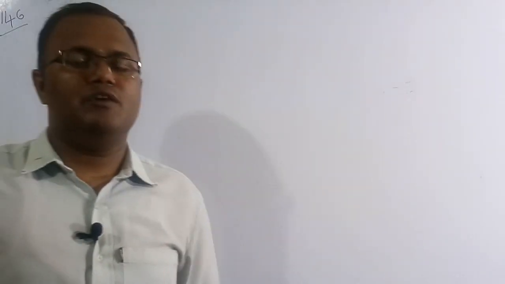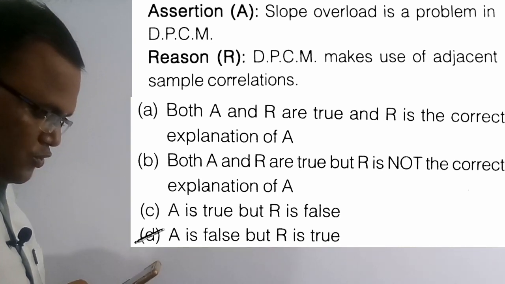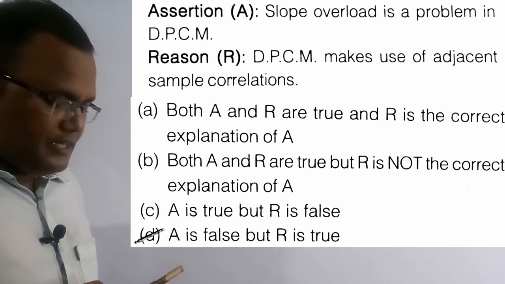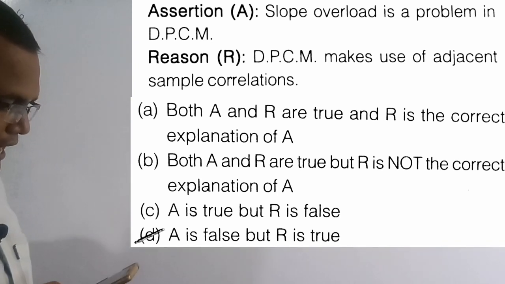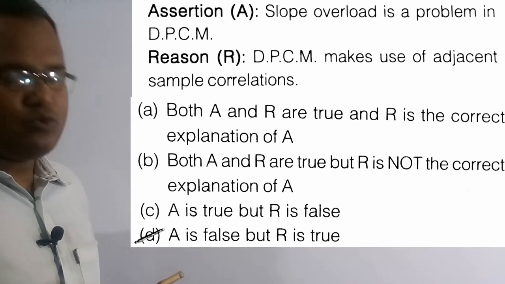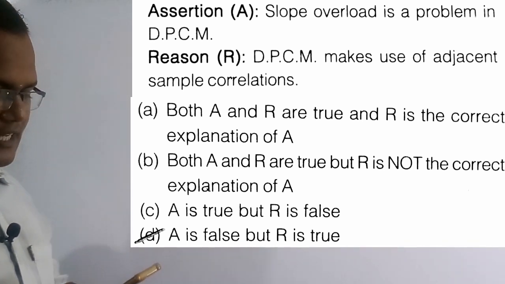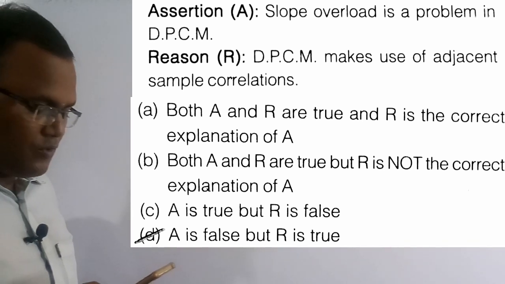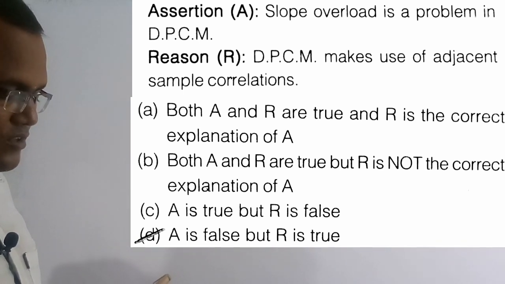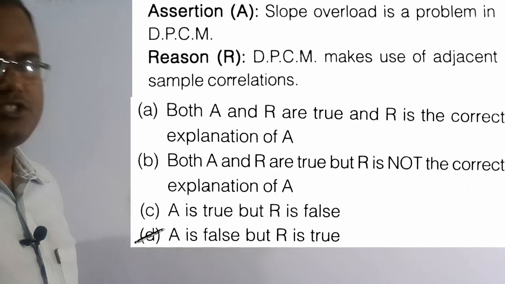Now we are going to solve the 146th question. See the question here. This is an assertion-reason type question. The assertion is: slope overload is a problem in differential pulse code modulation, and the reason is: differential pulse code modulation makes use of adjacent sample correlations. So we need to check whether the assertion is correct or false, and whether the reason is correct or false. What are the four options? Option D: assertion is false and the reason is correct. It is the correct solution of this question. So let's solve this question.